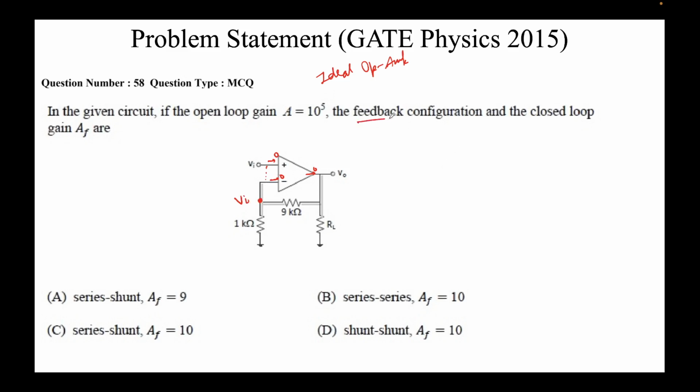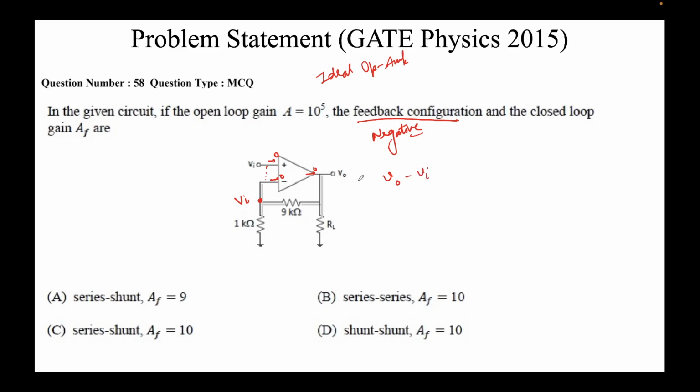They are asking what the feedback configuration is. Now we know it's a negative feedback, but this is not what they're asking. They're asking whether it is series-shunt, series-series, or shunt. We'll determine that, but first let's calculate the gain. How do we calculate the gain? Very simple. Apply Ohm's law across this resistor.